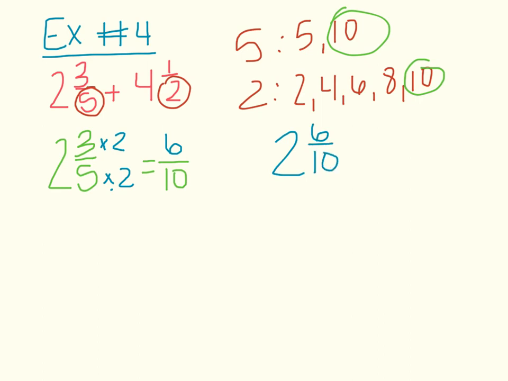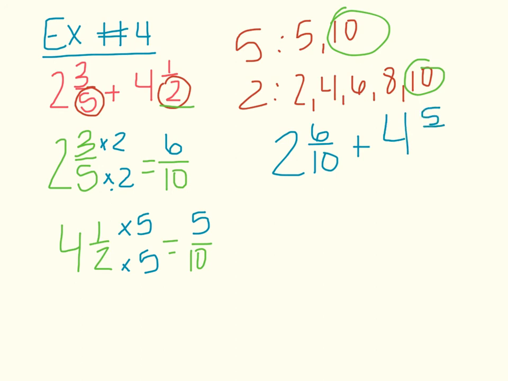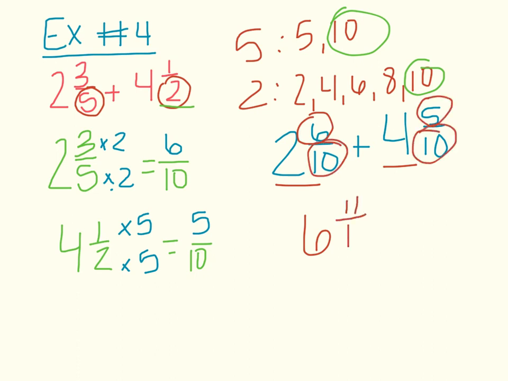Then I'm going to do my second one, 4 1/2. I also have to get it to 10 as my denominator. I know that 2 times 5 is 10. So I have to multiply 1 times 5, which is 5. So then I get 4 5/10. Then I add my whole numbers. 2 plus 4 is 6. I add my numerators. 6 plus 5 is 11. And the denominator stays the same as 10.